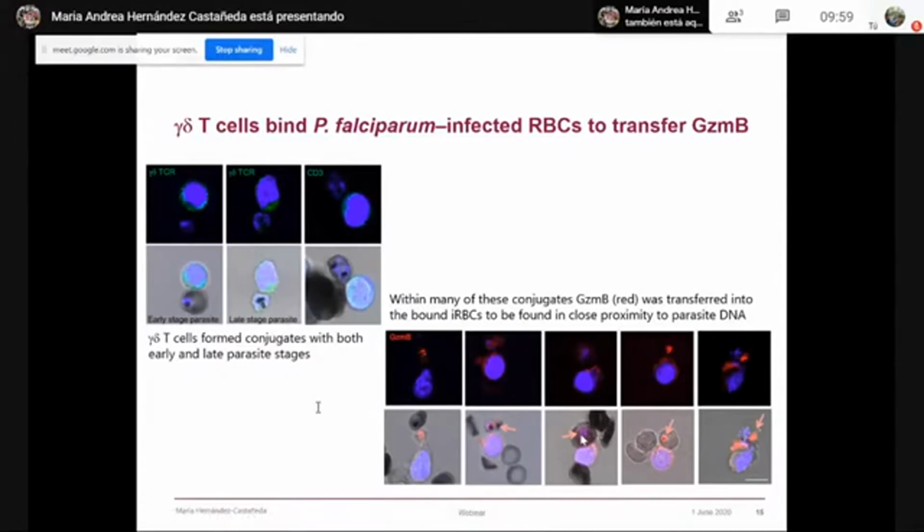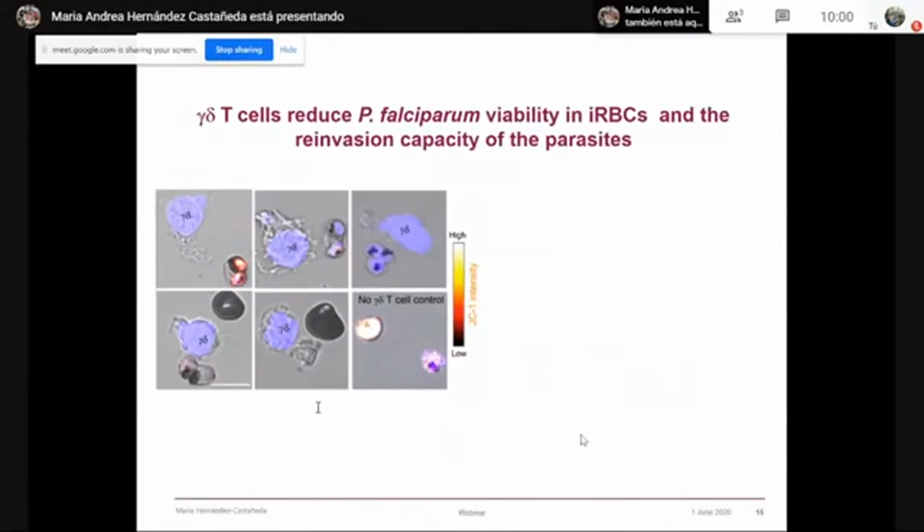Then in addition to this transfer of granzyme B into the infected red blood cells, we also saw that there was a reduction in the viability of these parasites. And we saw that by using the mitochondrial potential indicator JC-1. Just shortly, if the mitochondrial potential is normal, the dye will aggregate and display a bright red signal. If the mitochondrial potential is disrupted, then there are fewer aggregates of the dye, and therefore the red signal will be faint. And if the mitochondrial potential is absent, there is not going to be any aggregate, and of course we don't see any red. So here we have again a gamma delta.